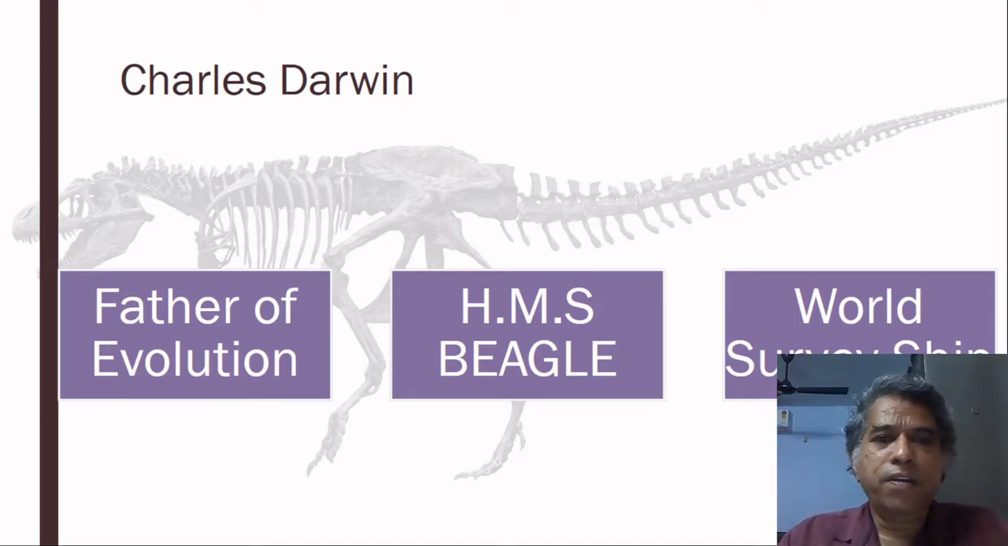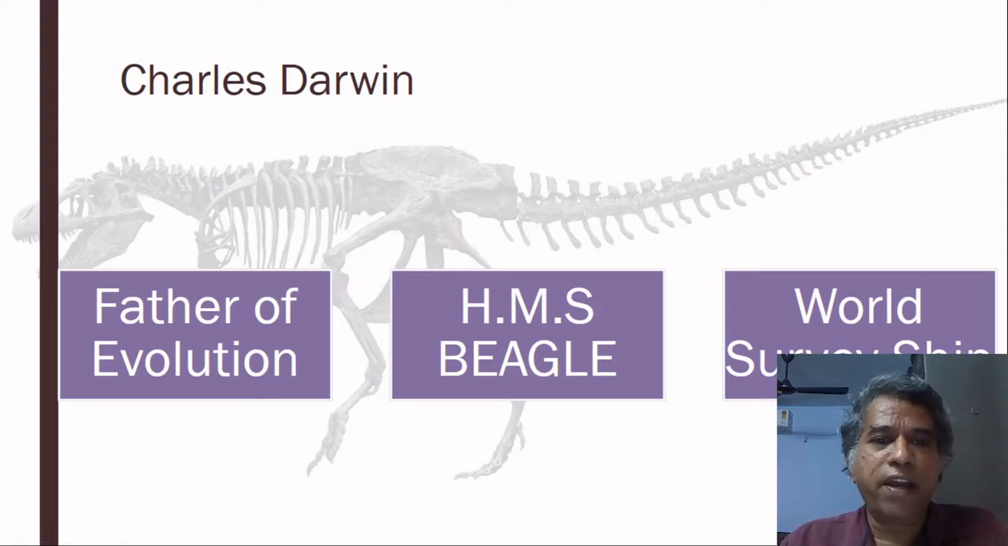Charles Darwin is considered as father of evolution, and he went on voyage in a ship called HMS Beagle. HMS means Her Majesty's ship. In this HMS Beagle, Darwin went on voyage for nearly 5 years, and in fact this ship is meant for world survey purpose. This voyage continued for nearly 5 years, and Darwin visited many islands like Galapagos Islands.